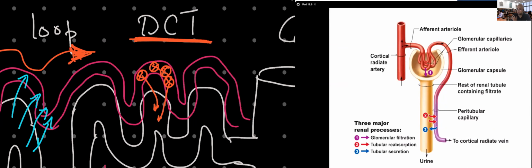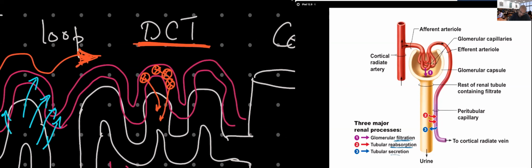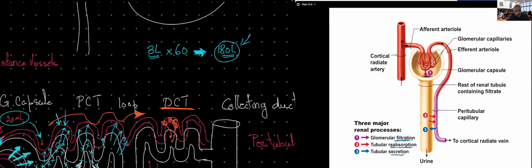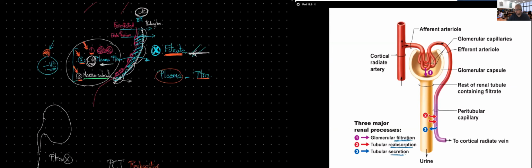Again, this diagram is showing the 3 steps of the urine formation. First step is the glomerular filtration. Next is going to be tubular reabsorption, and finally is going to be the tubular secretion. Questions?